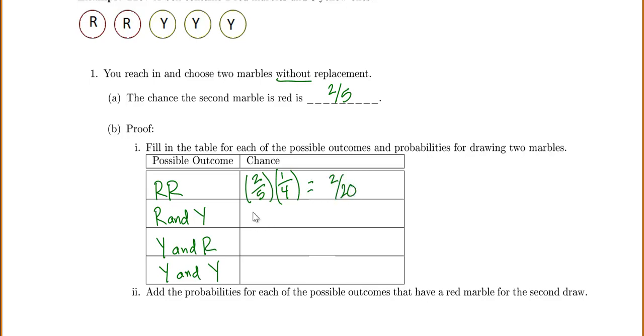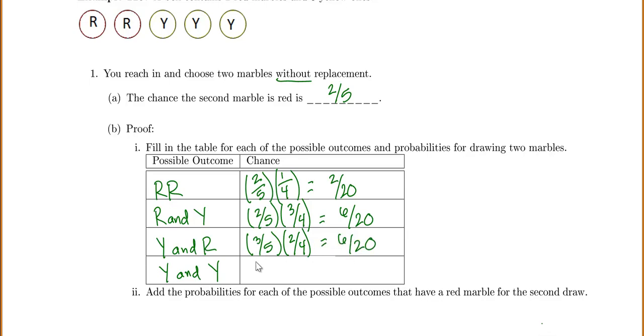Then if I want to get a red and then a yellow, there's 2 out of 5 marbles that are red. Now I want to get a yellow, so there's 3 yellow marbles to choose from out of a total of 4. So this would be 6 out of 20. And then for yellow and red, there are 3 yellows to choose from, and 2 reds, but only a total of 4 marbles because I already pulled 1 out. So this would be 6 out of 20.